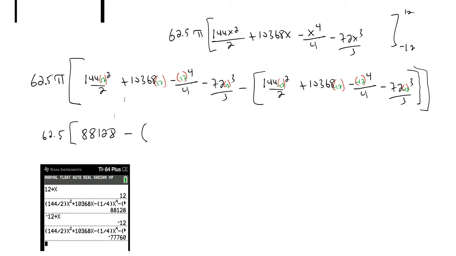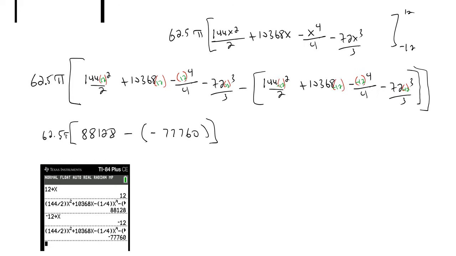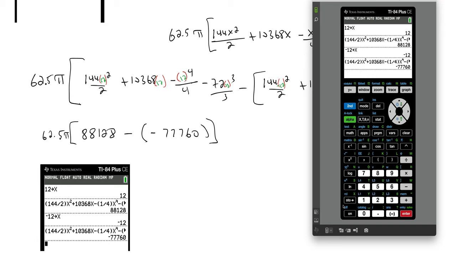And we have negative 77760, close bracket. All right, now we put it all together. Wait, yeah. Three on my pi. Okay. Then we're going to add those two numbers together, right? So we're going to go this number, minus that number, which means I'm adding them, times 62.5 pi. Ooh, that's a good looking number.